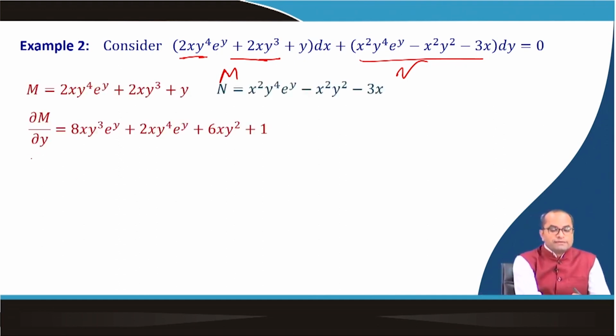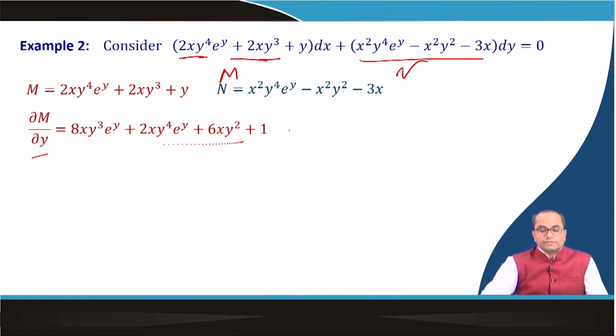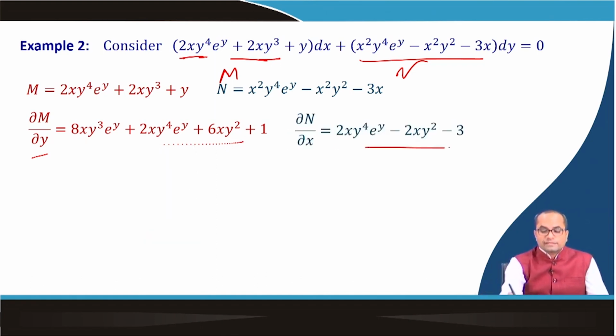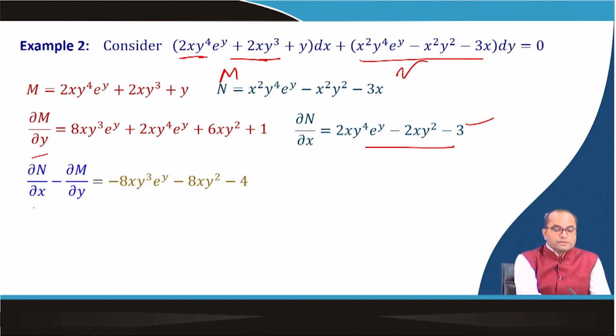So, ∂M/∂y, if we compute, it is given here, and if we compute ∂N/∂x, it is 2xy^4 e^y - 2xy^2 - 3. So, both are not equal. The given differential equation is not an exact differential equation.